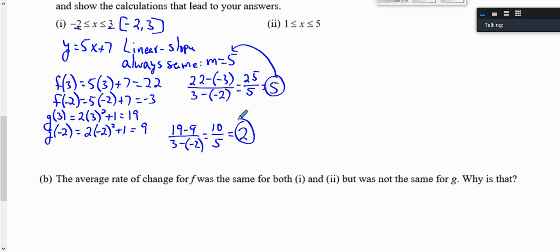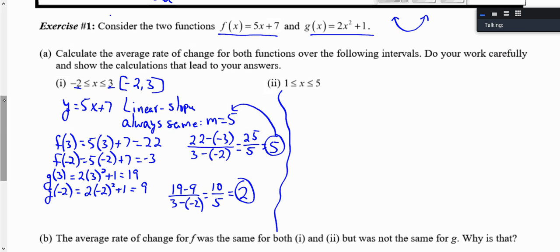Okay? Now they want us to do it. I better draw a little line here so I don't get confused. Over this other interval, from 1 to 5, right? So those are the x values, the domain values, right? So let's find f of 5, first of all. So that would be 5 times 5 plus 7.